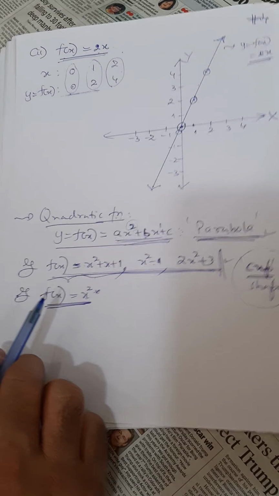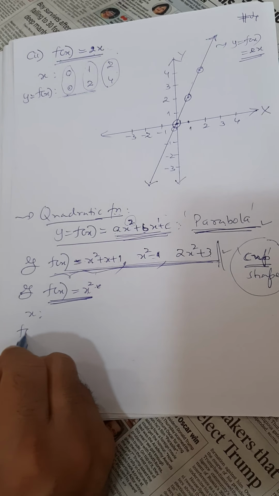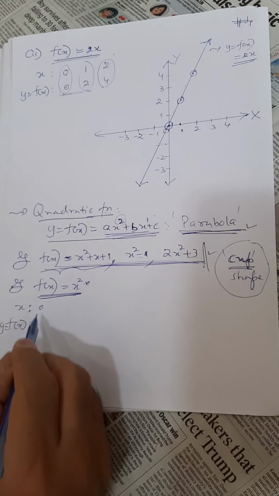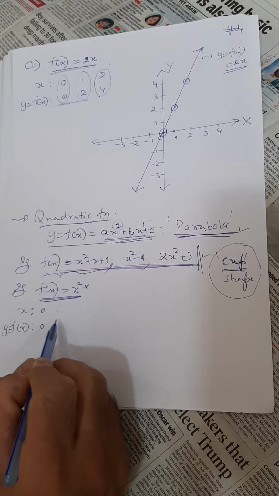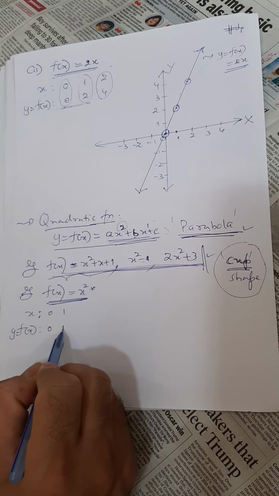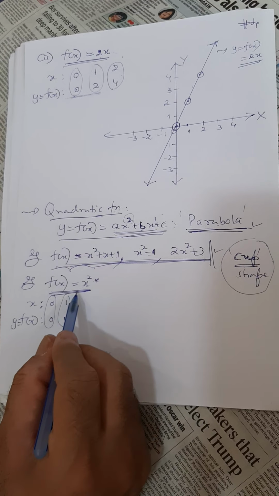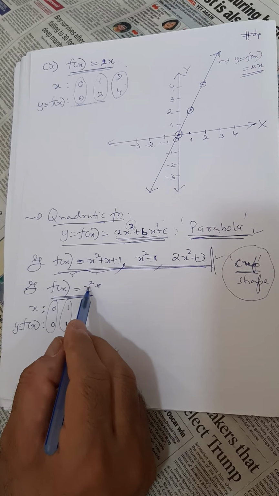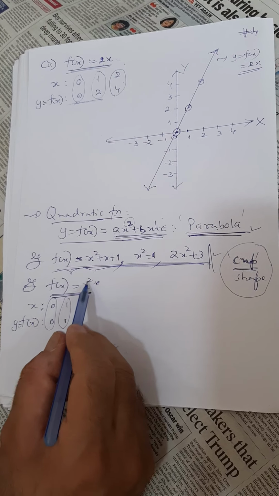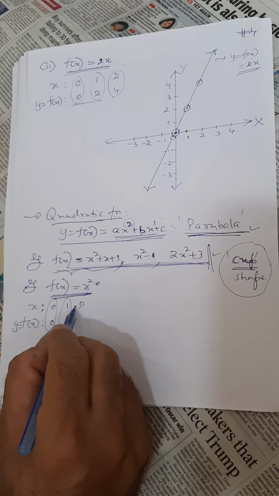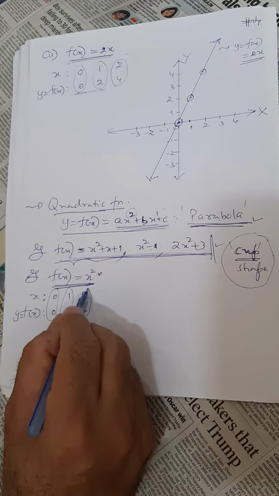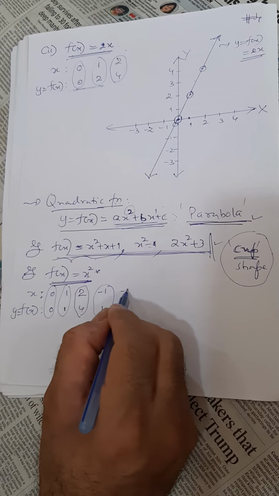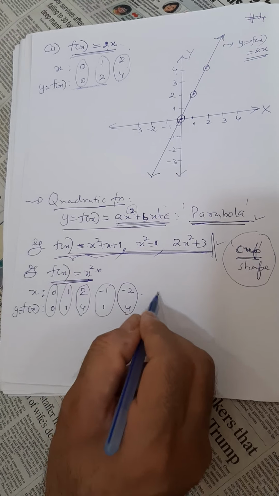I want to draw the rough diagram, so I'll prepare the table of x and f(x), which is sometimes called y. If I take 0, the image will be 0. If I take 1, your answer will be 1 square, which is 1. For a linear function, 2 points give you a straight line, but for functions other than linear, called non-linear, you need some more points. Suppose I take 2, here it is 4. If I take minus 1, the answer will be 1. If I take minus 2, the answer will be 4, and so on.